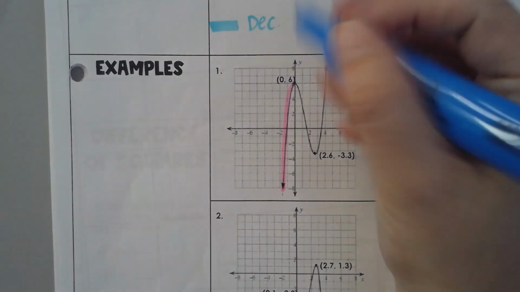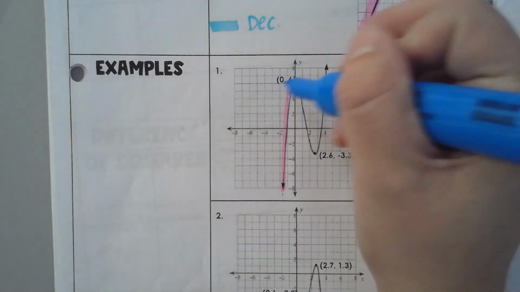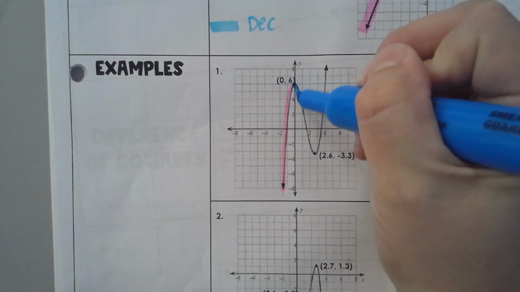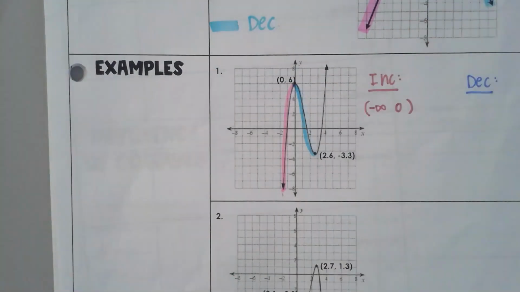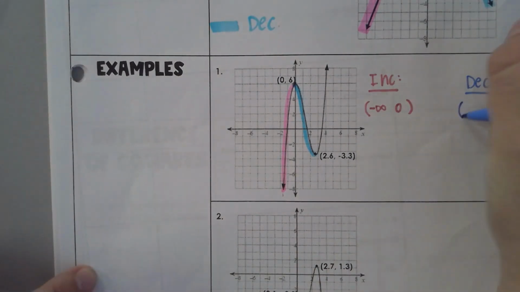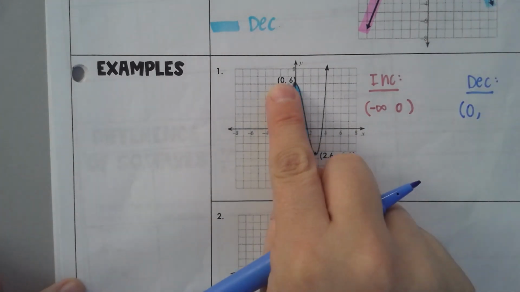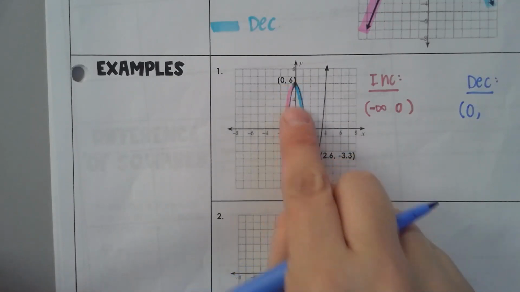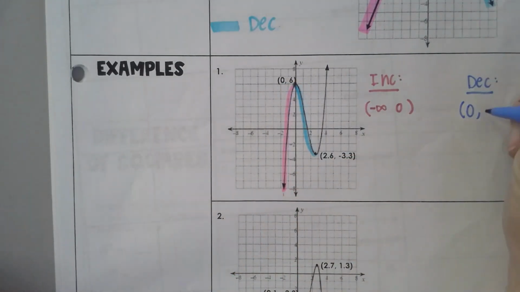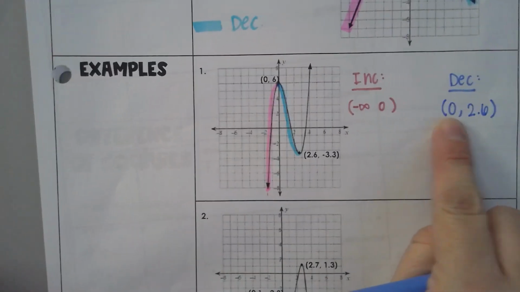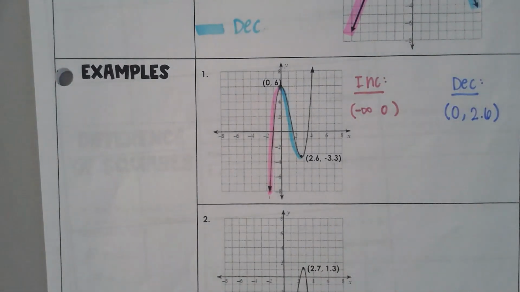Once I'm up here, this is called my maximum point. Once I'm at my maximum, what do I start doing? Decreasing. So where did I start decreasing? What x value? 0. We only use the x values. So I started at 0. Where did I stop? 2.6. So from 0 to 2.6, I am decreasing.